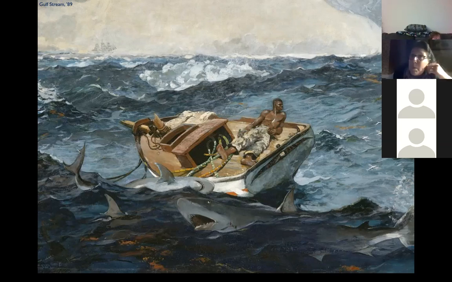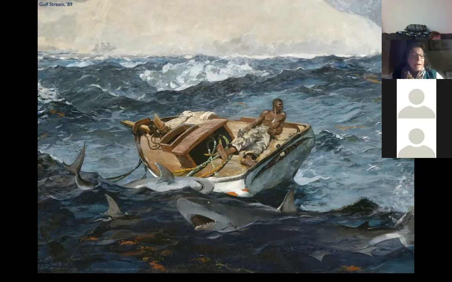Until maybe 10 years ago, I thought the green things on the boat were snakes. As it turns out, they're sugarcane. You really get an education. But if you look in the painting itself, look at the gentleman on the boat. He doesn't have any fear in his face. He's riding out the waves. In the top right-hand corner, you see a waterspout. In the top left-hand corner, you see a masted ship. What that indicates is that, like the fisherman in the previous painting, help isn't going to come very soon.